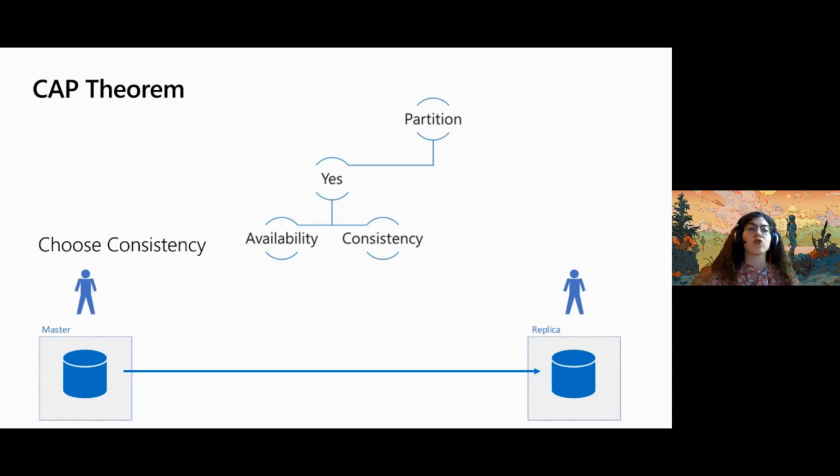Now, if we choose consistency over availability, this means that the moment we have a partition in the network, any new write in the master will not be committed until the replica gets back live. Okay, so the CAP theorem is fine because it describes what happens in the event of a partition on the network. But the question is what happens when we do not have a partition in the network.